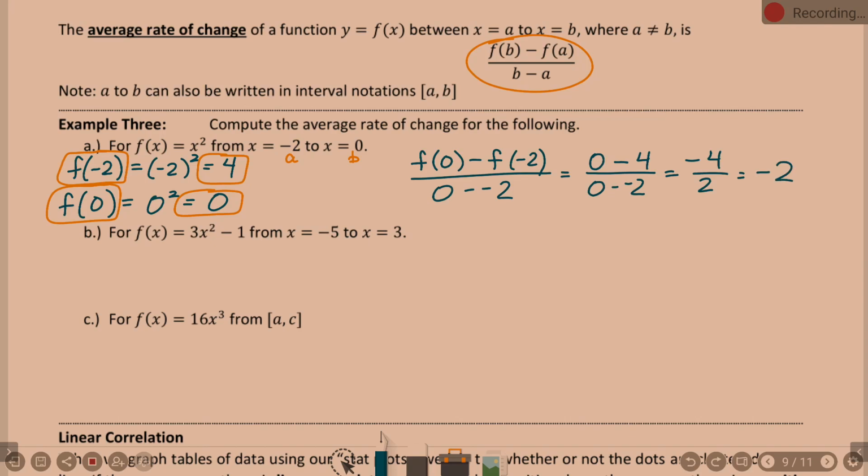Which is what? 2. -2. You end up with -4 over +2, which works out to be -2. Okay, getting the feel for it?